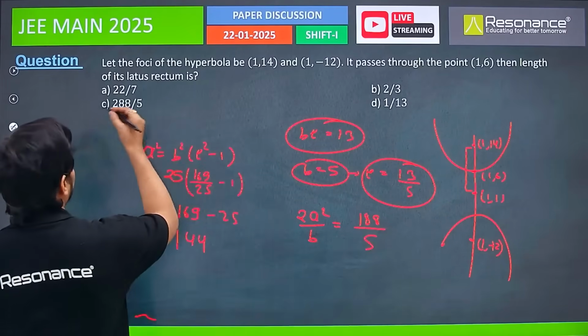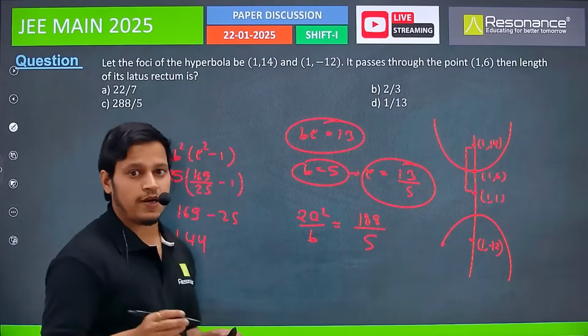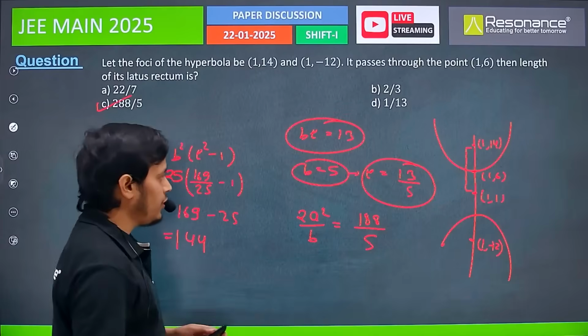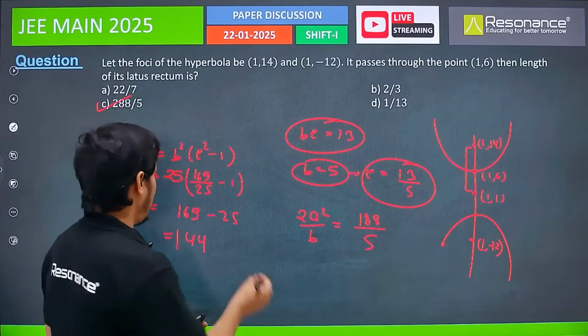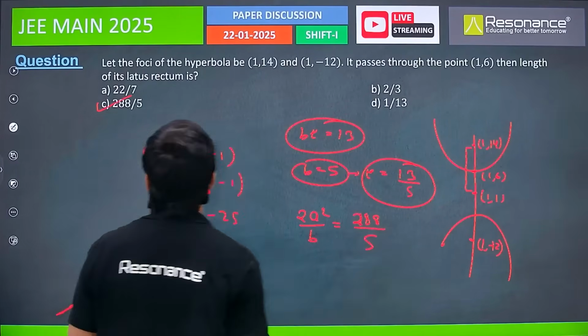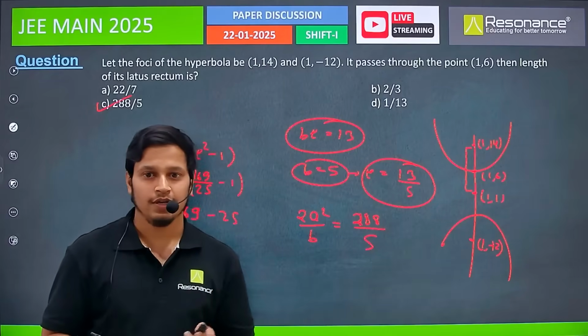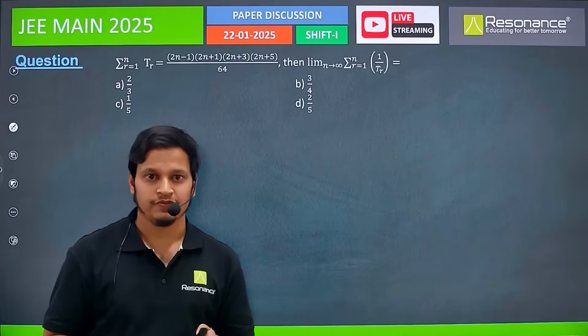By the way, all these options and all these questions are memory based, and maximum you will get all the questions here correctly. Okay. So 288 by 5. So which option is correct? C. Now next one. Again this was the easy one.